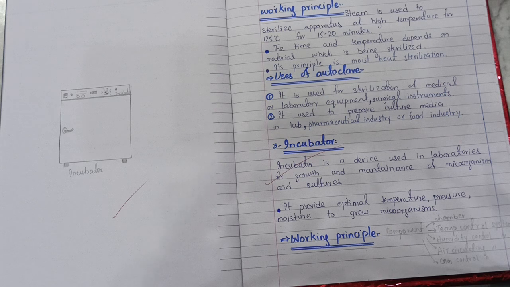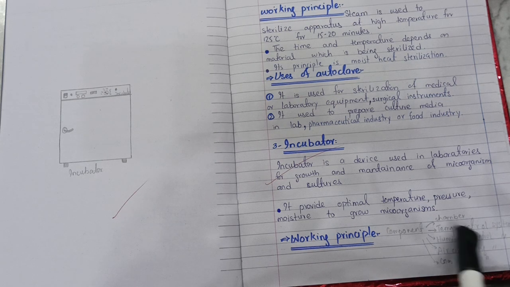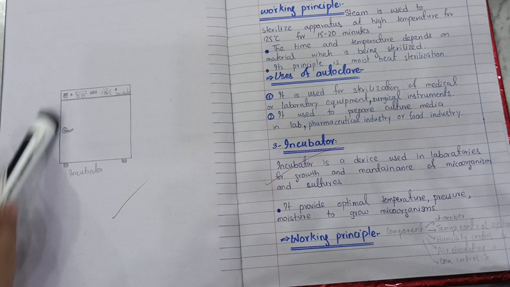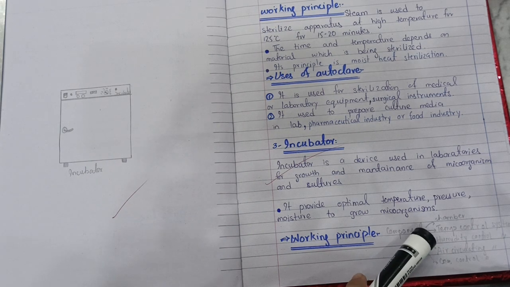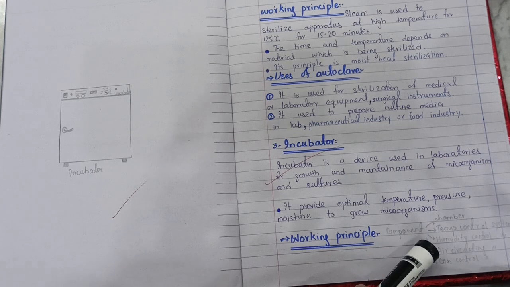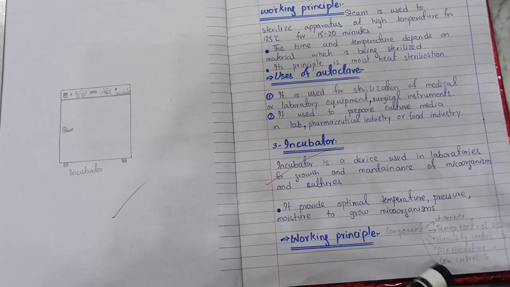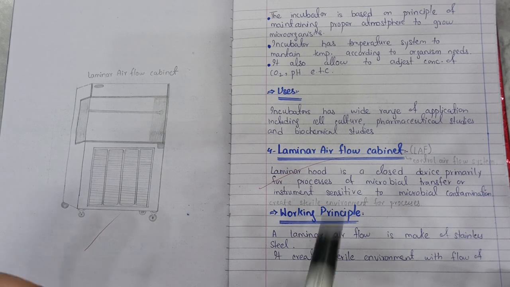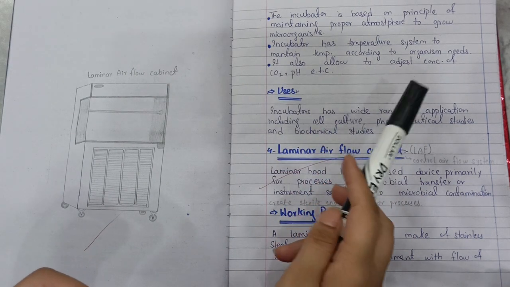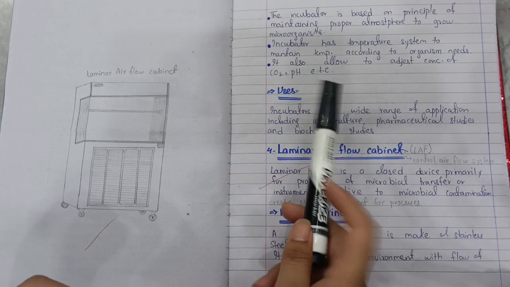The components of the incubator are written here. It is composed of a chamber, as you can see here in the diagram. It has a temperature controlling system, humidity controlling system, air circulating controlling system, and a gas controlling system. All of these systems are present inside it. Now let's discuss the working principle of the incubator. The working principle of the incubator is based on maintaining a proper atmosphere or condition to grow the specific microorganism.